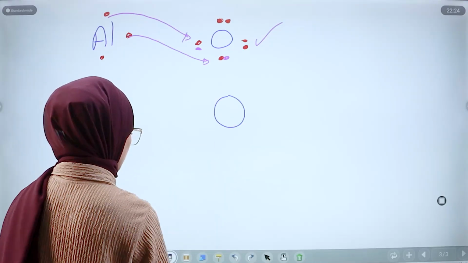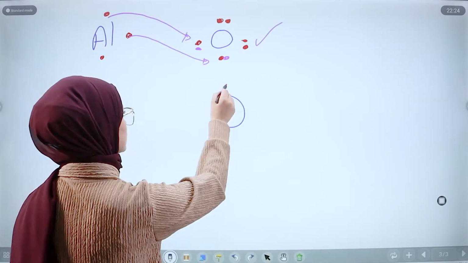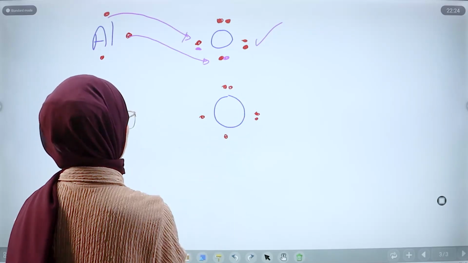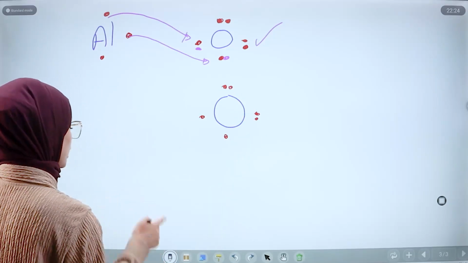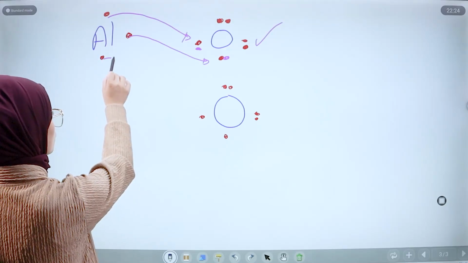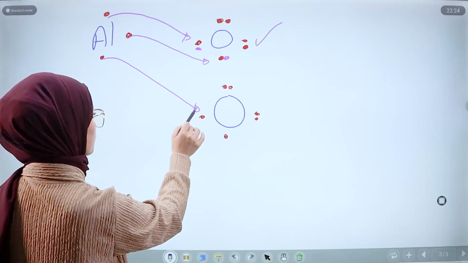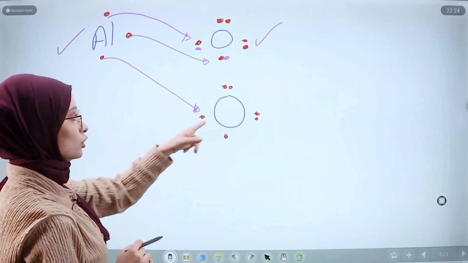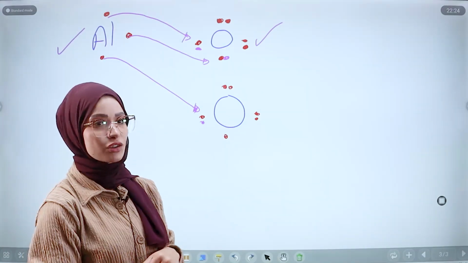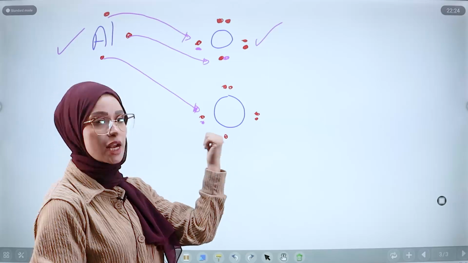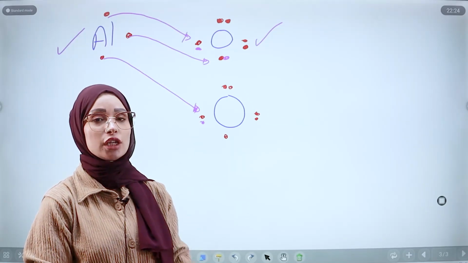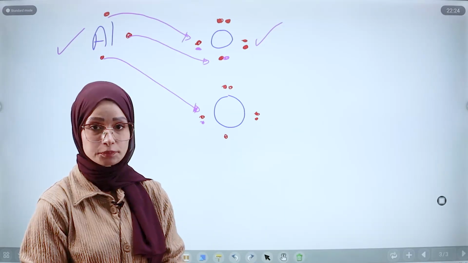Okay, the other oxygen will come with its 6 electrons, 1, 2, 3, 4, 5, 6. Okay, and then this aluminum will transfer this electron to the oxygen. It's here. Now, this aluminum is octet, but look what happened to the oxygen. Oxygen now has 1 electron left, an unpaired electron, and it actually needs to gain more electrons.